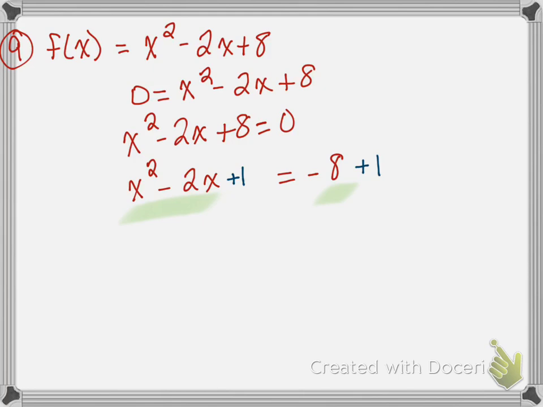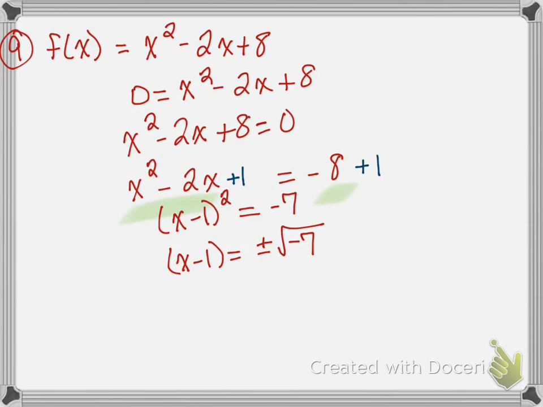Okay, now we are going to factor. So x squared minus 2x plus 1 factors to x minus 1 squared. And then when I simplify over here, I'm left with -7. So I have x minus 1 squared equals -7. Now I take the square root of both sides, so I'm left with just x minus 1 equals plus or minus, don't forget that plus or minus, the square root of -7.